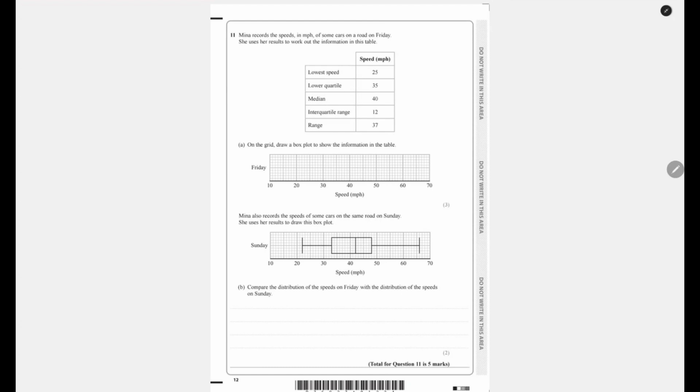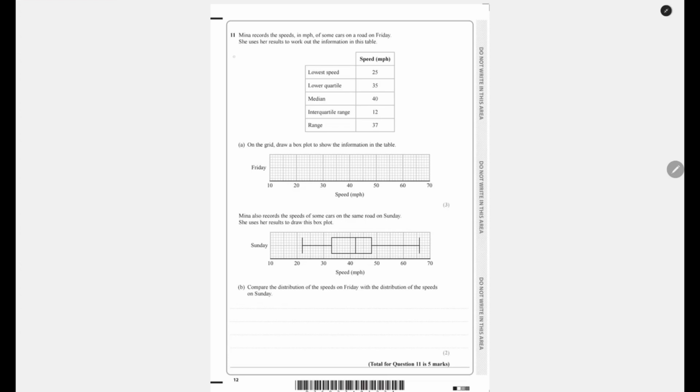Question 11 says, Minna records the speeds in miles per hour of some cars on a road on Friday. She uses her results to work out the information in this table. On the grid, draw a box plot to show the information in the table. So Minna's missing a couple of things that we need to draw that box plot. We need the upper quartile and we need the maximum speed.